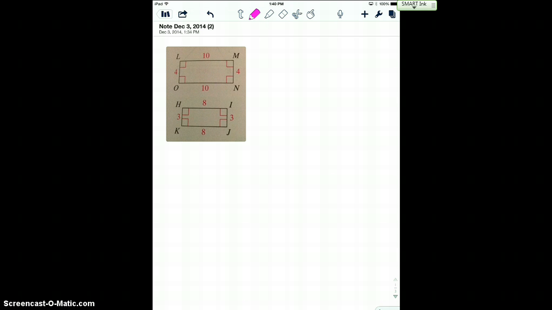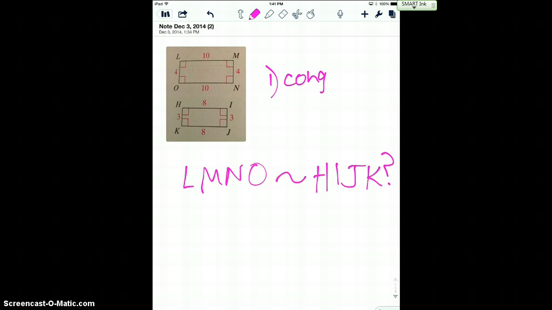I'm going to ask you, is rectangle LMNO similar to, so instead of writing out similar to, I'm just going to use the symbol similar to, HIJK, rectangle HIJK. And remember in your notes, similar figures, similar polygons have to have one, first thing they have to have are congruent angles. The corresponding angles need to be congruent.